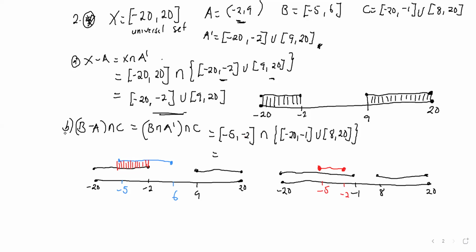Okay. So we're looking for the intersection. So again, where we see 2 lines, we shade. So that is the intersection of this interval versus this interval is just -5 up to -2. Like that.